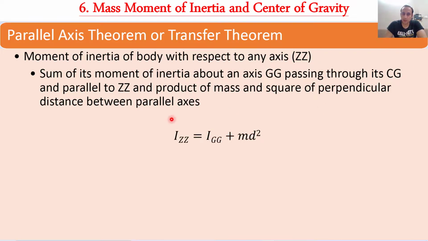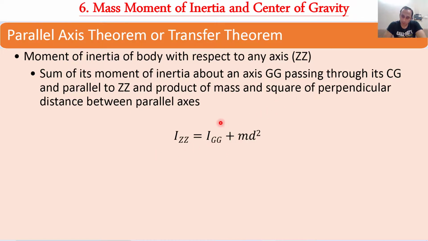We are talking about the mass moment of inertia about the axis of interest ZZ. So that will be equal to the mass moment of inertia of a part about the axis passing through the CG, denoted by IGG, and then we have to add what? We need to add a term which consists of the product of the mass of the part multiplied by the square of the distance between the parallel axes. It means axis ZZ, which is the axis of interest, and axis GG, which is passing through the CG of the part, are parallel to each other.